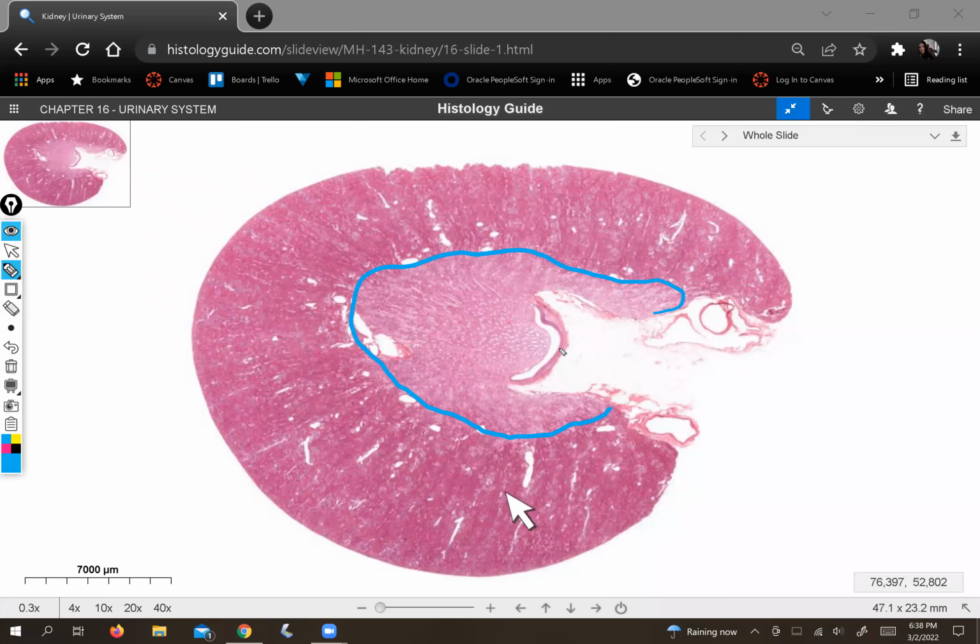And then we can also see the tip of the renal pyramid is called the renal papilla. Remember, papilla means nipple, so lots of different things in anatomy and physiology are called the something nipple because anatomists are just obsessed with nipples, I guess. But this is another one.